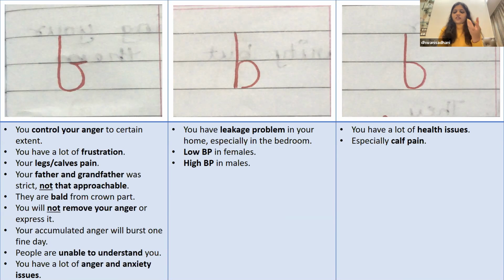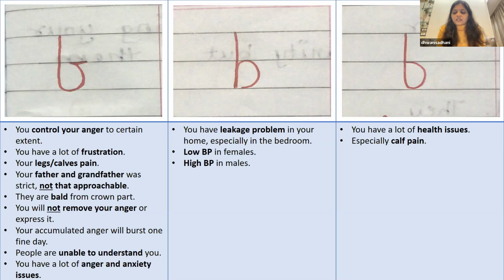Because they're holding a lot in the lower part of B, can you see that they're holding on a lot? That means, because the lower zone is about our lower body, right? So these people have a lot of legs and calves pain. Their calves will always be paining.